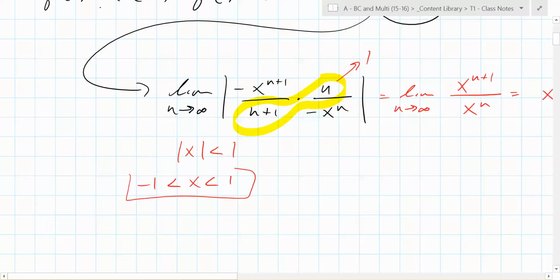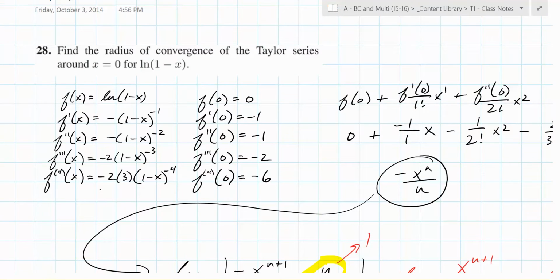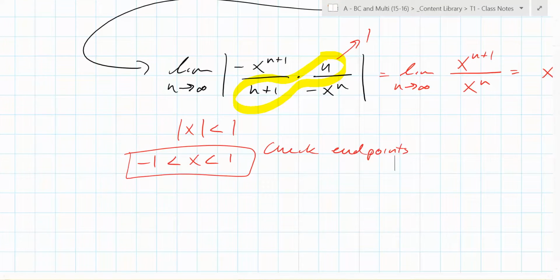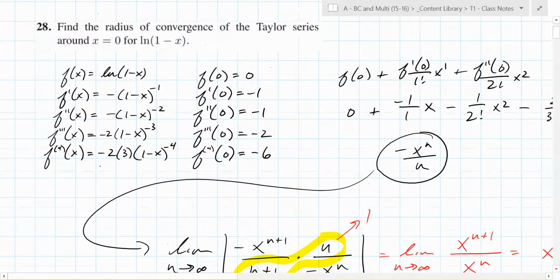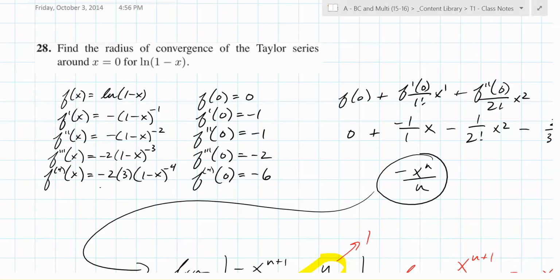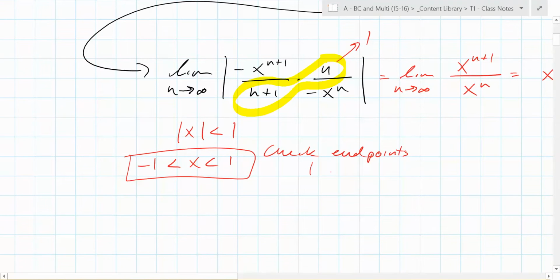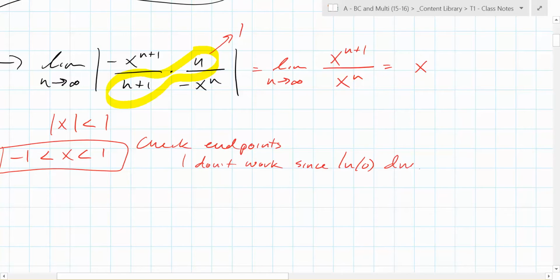So then what do you have to do at this point? Check endpoints. How do you check the endpoints? You plug it into the original, right? There's one in particular that you know is not going to work immediately. Look at the original function, ln of 1 minus x. What can't you plug into that? 1. Why not? Because we can't take the ln of 0. It's not in the domain, so 1 doesn't work since ln of 0 does not exist.